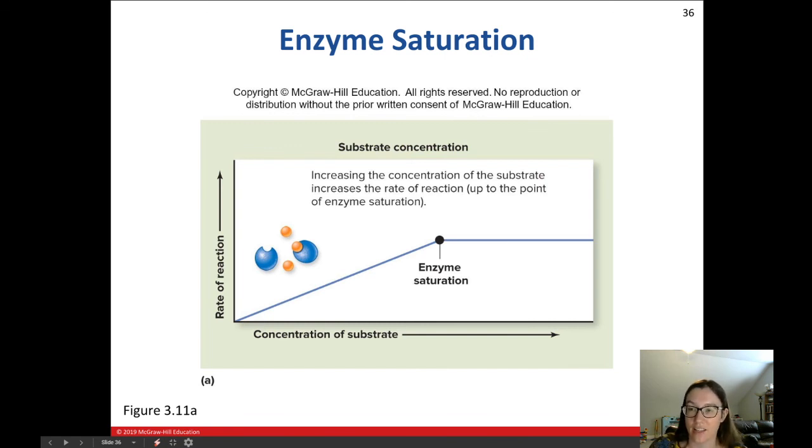So ideally, the best thing would be if you were right here: your enzymes are saturated, you have the same amount of enzymes as you have substrate, and that's as fast as you can go. So if we add more enzymes, and add more substrates, then we can increase the rate of the reaction.